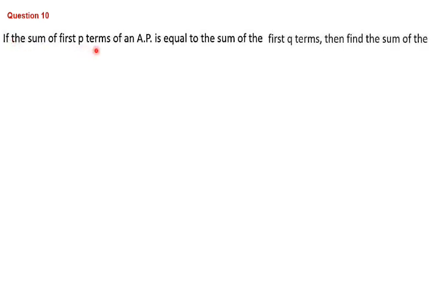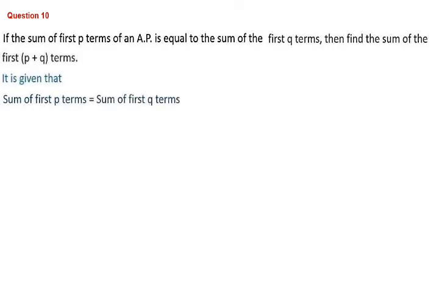Question number 10. If the sum of first p terms of an AP is equal to the sum of the first q terms, then find the sum of the first p plus q terms. Here the given condition is sum of first p terms is equal to the sum of the first q terms. Here we have learned a formula, sum of n terms. Same thing only, instead of n here p and q are mentioned, that's all. So let's write down the given condition. Sum of first p terms is equal to sum of first q terms.